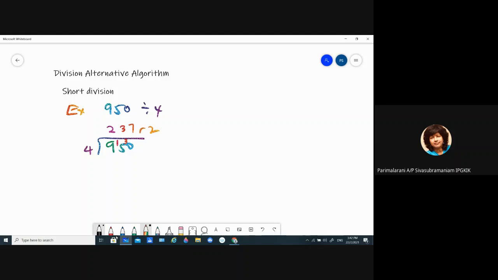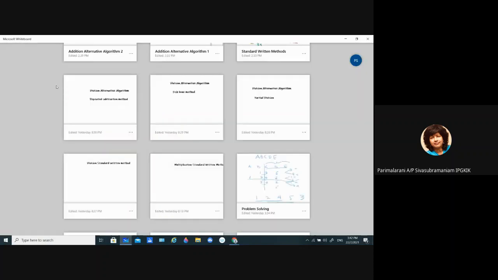This is short division. This division method is for good students. A lot of good students don't like to do long division. They find it very tedious to write everything. They just prefer to do it mentally. So they do it like this. This is short division, also accepted. So this is the first alternative algorithm for division.